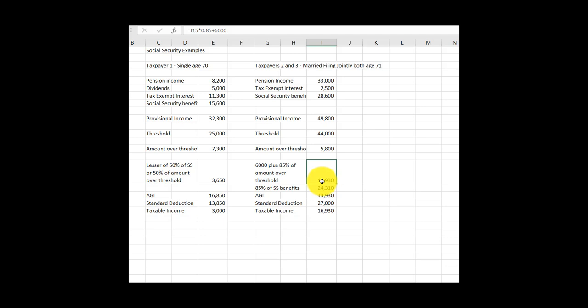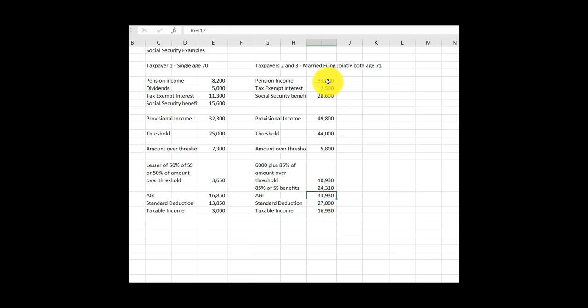But it's the lower of two amounts: either 85% of the benefits, or you add 6,000 plus 85% of the amount over the threshold. So we're over the threshold by 5,800. We take 85% of that. We add it to 6,000. We get 10,930. 85% of Social Security benefits is 24,000-something. So we take the lower, right? That's the 10,930. And that's what we use to calculate adjusted gross income.